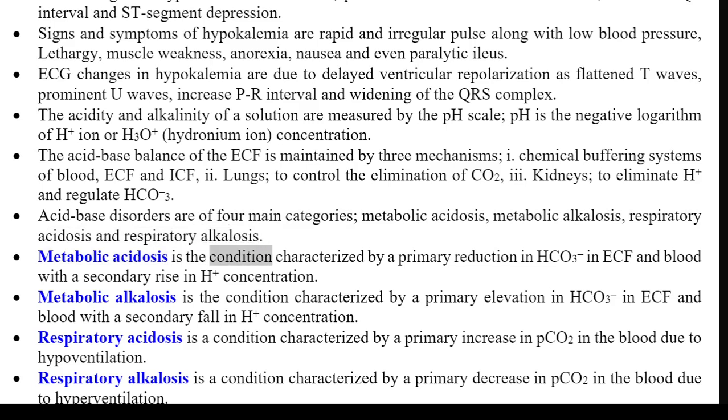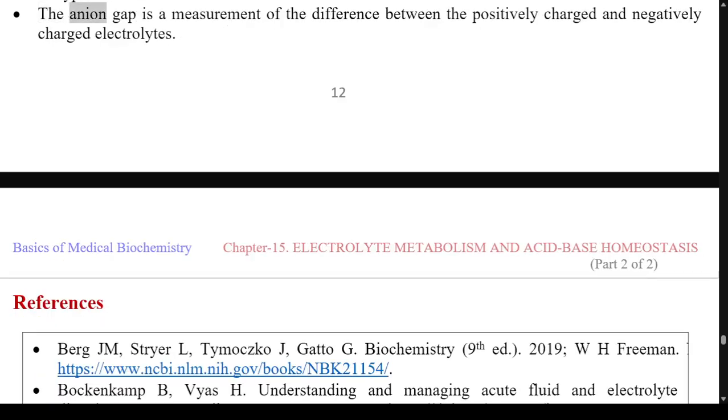Metabolic acidosis is the condition characterized by a primary reduction in HCO3- in ECF and blood with a secondary rise in H+ concentration. Metabolic alkalosis is the condition characterized by a primary elevation in HCO3- in ECF and blood with a secondary fall in H+ concentration. Respiratory acidosis is a condition characterized by a primary increase in PCO2 in the blood due to hypoventilation. Respiratory alkalosis is a condition characterized by a primary decrease in PCO2 in the blood due to hyperventilation. The anion gap is a measurement of the difference between the positively charged and negatively charged electrolytes.